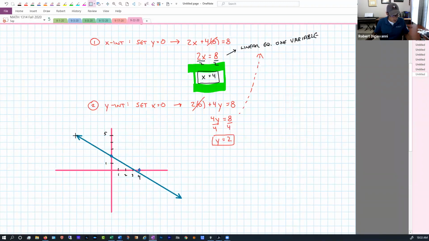So when you're doing these, you don't have to be perfect, but try and use as much of a straight edge as possible to make it look like a nice line. There it is. Okay. That line represents all the solutions. Any questions?